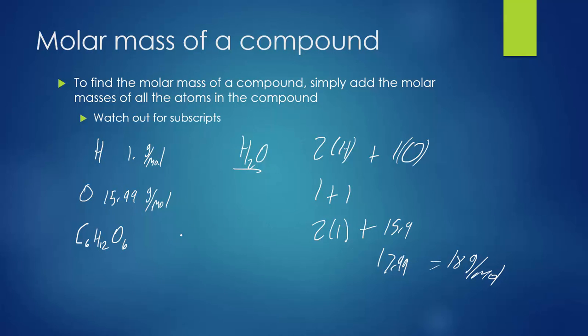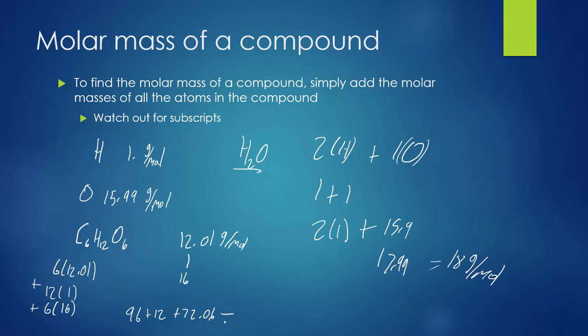Glucose, C6H12O6, would be a little bit different. Carbon is 12.01 grams per mole. Hydrogen, we're going to go with 1. Oxygen, we're going to go with 16. And so what we can do is we can take 6 times 12.01 plus 12 times 1 plus 6 times 16, and if we add that all up, we get the molar mass of one molecule of glucose. So 6 times 16 is 96 plus 12 plus 72.06, and we get our total molar mass.